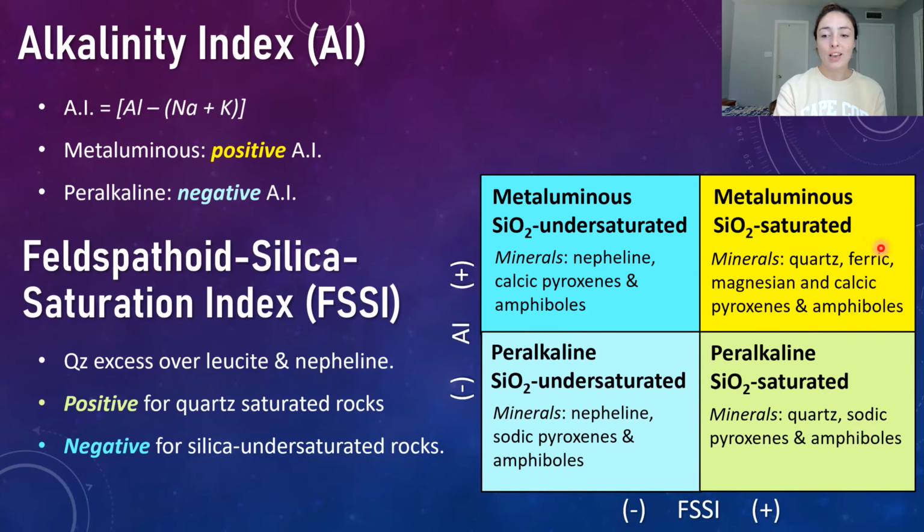And just by the way, ferric means containing iron, magnesium means containing magnesium, calcic means containing calcium, and sodic means containing sodium. And none of these terms really exclude the other possibilities. Like if you say there's ferric pyroxenes, it doesn't mean there aren't magnesium pyroxenes, but it just means they're most abundant in iron and vice versa. So those are those terms.